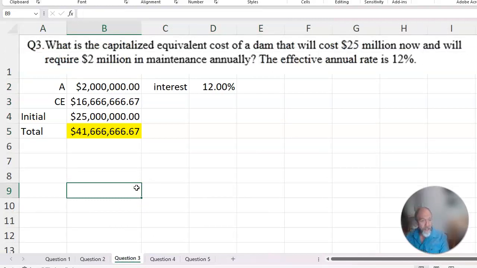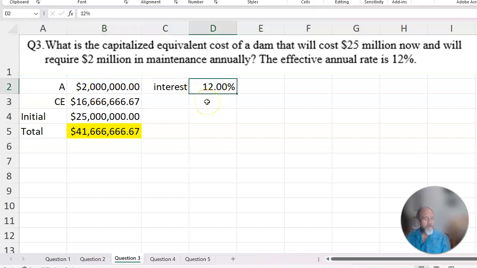$2 million in maintenance annually. Okay, so what's really happening here is n is going to, well, essentially infinity here, but you know what? There's an equation for that. Okay. It's, let me see if I can put me right there. There it is. CE equals the annualized cost divided by the interest rate.